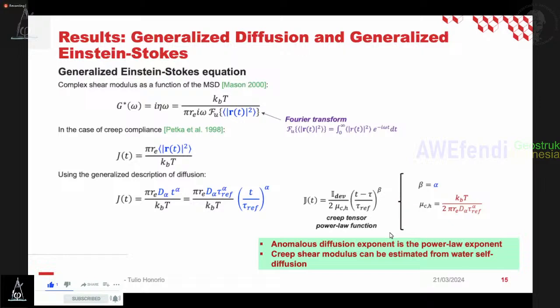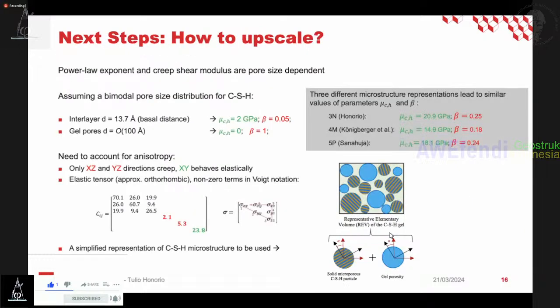So what this equation shows here is that the fact that diffusion is anomalous, and the exponent that describes this anomaly, would explain the power law exponent for creep. So what you need to do now is to compare with the values that I have given at the beginning of the presentation, and the comparison is not very good. So there's some work to be done here.